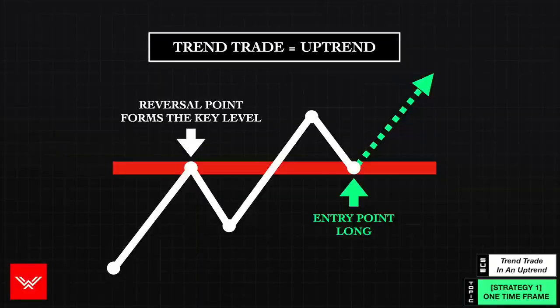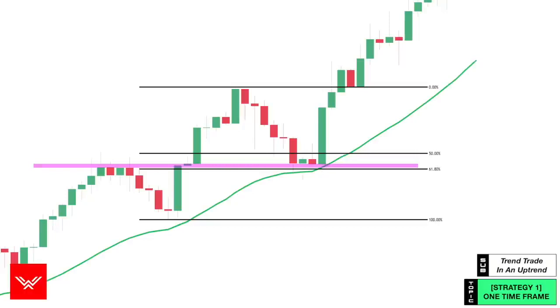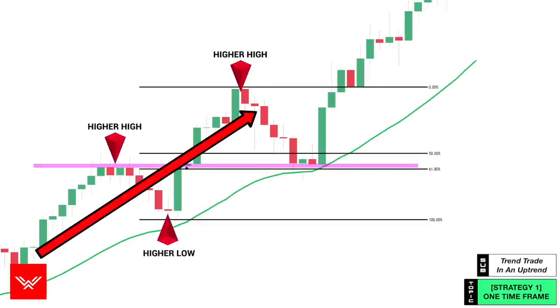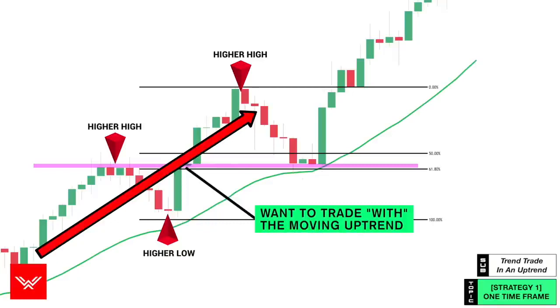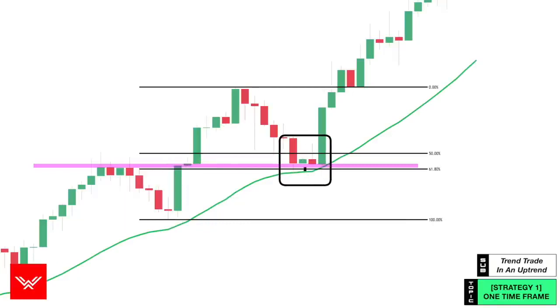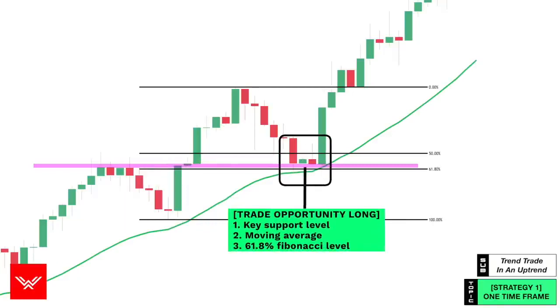Here is the anatomy of the trade setup. So, let's show this right on the charts. You have your clear moving uptrend through the higher highs and higher lows. So you want to trade with the moving uptrend. This here was your area of confluence and where the trade opportunity presented itself because of the following factors.